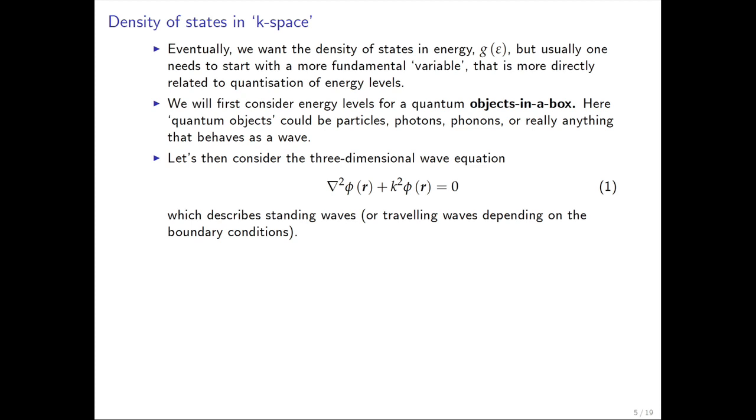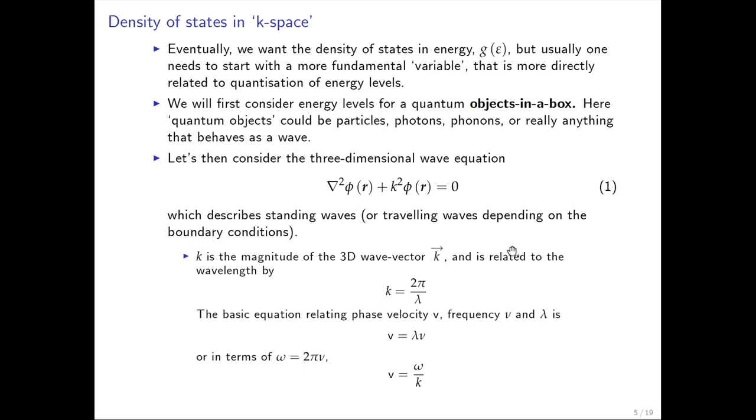Well, it could describe traveling waves depending on the boundary conditions, but we're going to be interested in particles in a box with infinite barriers, and so this will describe standing waves, more or less. Of course, you probably know the superposition of two traveling waves becomes a standing wave. But anyway, k here is the magnitude of this 3D wave vector k, and it's related to the wavelength by this relation, of course.